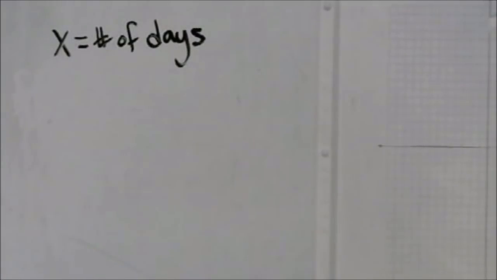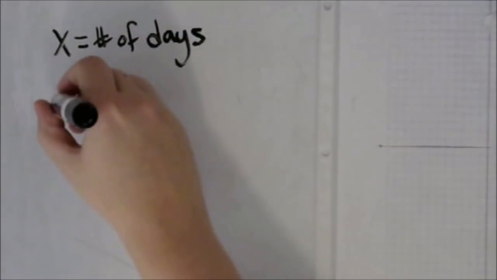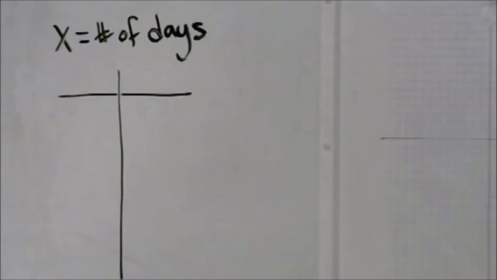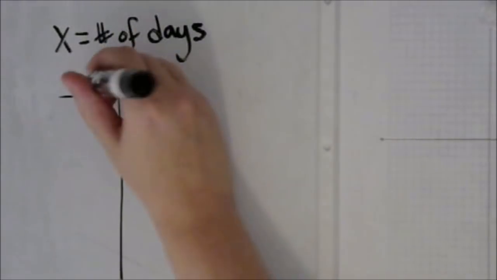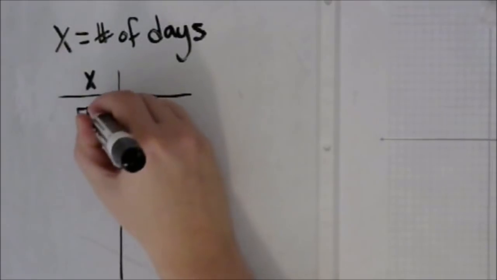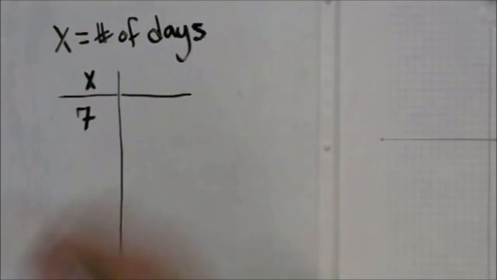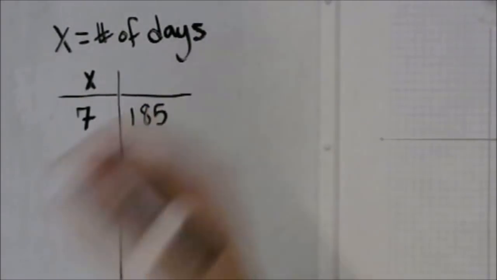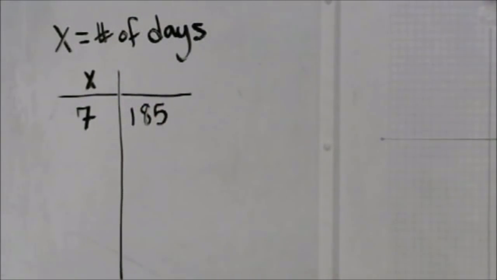So let's get an idea of how this function works. I'm just going to make a table, and I'm going to calculate how much this rental car is going to cost me. It looks like I need to pay $185 per week, which means I have a minimum of 1 week. And since I decided that x would be days, I'm going to start my function at 7 days. At 7 days, I am going to spend $185 because it's $185 per week.